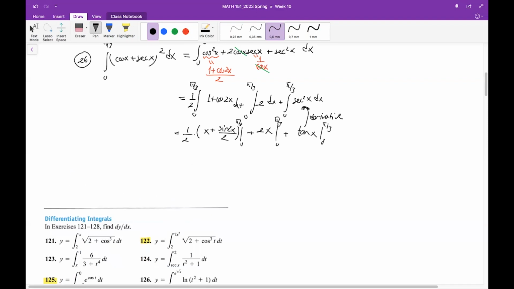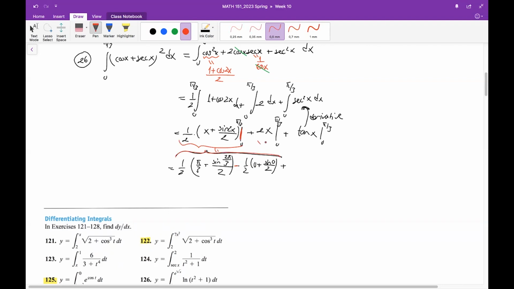Now the integrations are evaluated. Now, all you need to do is to insert pi over 3 first. So pi over 3 minus sine 2 pi over 3 over 2, minus, then you will insert 0, okay? Minus 0 plus sine 0 over 2. This is what comes from the first expression. This notation means this: insert pi over 3, then 0, take the difference, okay?